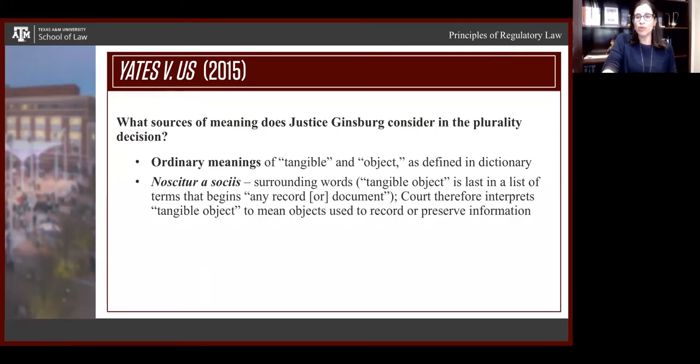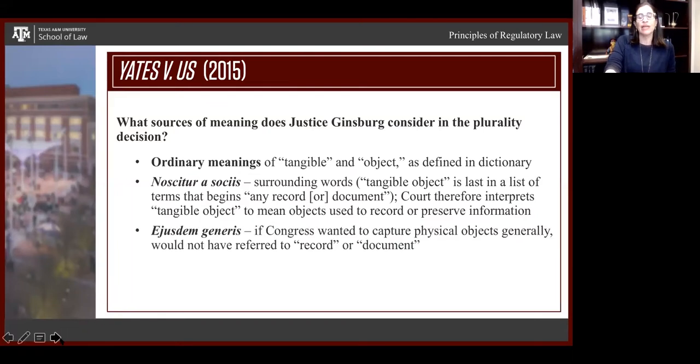So she looks at the surrounding words, saying, oh, tangible object comes on this list of things that starts with any record or document. She therefore interprets tangible object to mean objects used to record or preserve information. So instead of meaning every tangible object in the world, she's limiting that meaning based on the context of the other words that appear in the list next to it. She also applies ejusdem generis, saying that if Congress wanted to capture physical objects generally, there would have been no need to include words like record or document that limit the meaning at the end.